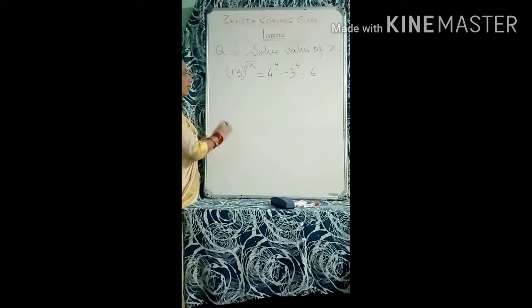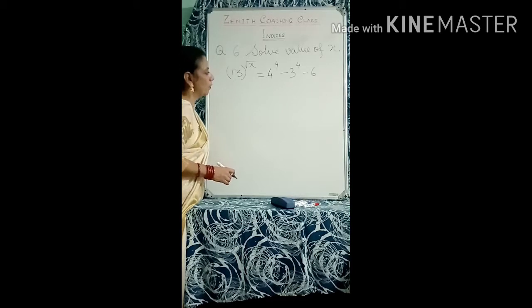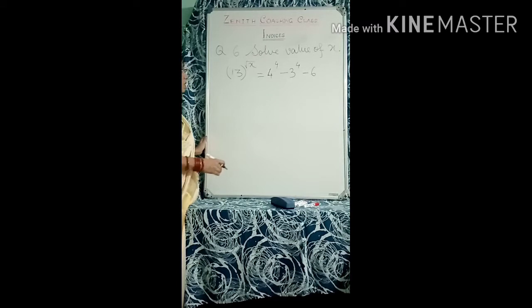So if I am now writing 13 to the power root x equals to 4 to the power 4 minus 3 to the power 4 minus 6. So here is the power root x. How is it possible to solve the value of x? Possible, children. I will just teach you.